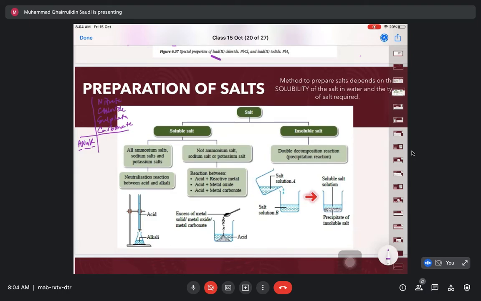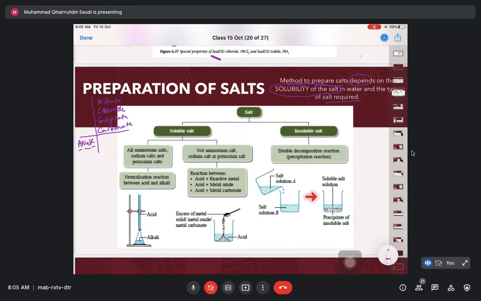So, the method to prepare salts depends on the solubility of the salt. So, kalau kita nak prepare, let's say kita nak prepare one type of salt. First thing first, we have to know whether it is soluble or insoluble salt, and the type of the salt required. Kemudian kita tengok either dia soluble atau insoluble. Kemudian dia nitrate salt, chloride salt, sulfate salt, carbonate salt or anak salt. Because it depends on the solubility.